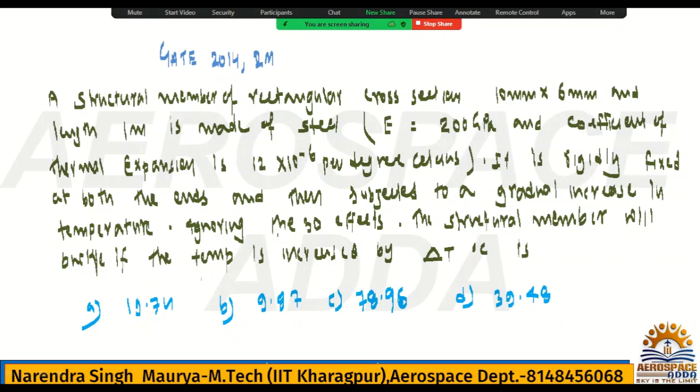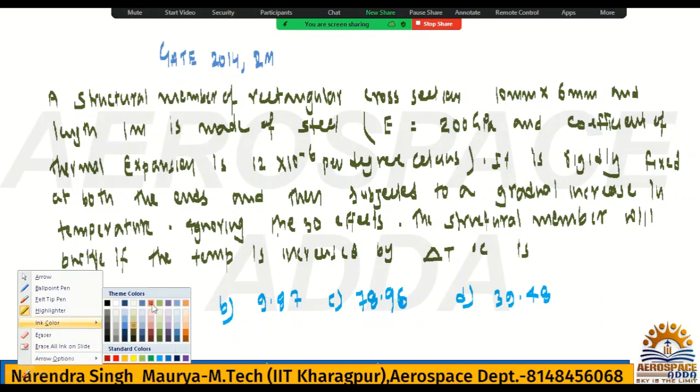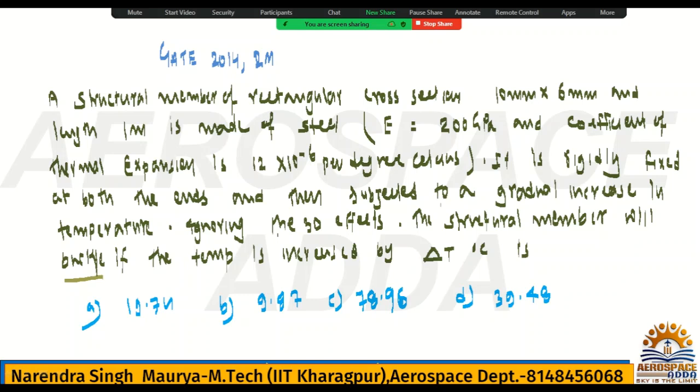The structural member will buckle if the temperature is increased by delta T degrees Celsius, means delta T they are asking. They have mentioned the structural member will buckle. So from here also, if you read the statement, automatically you will understand this is the case of a column, and in columns there are four cases: both fixed, both hinged, one fixed and one hinged, one fixed and one free. So check which case it is. It is both ends fixed.